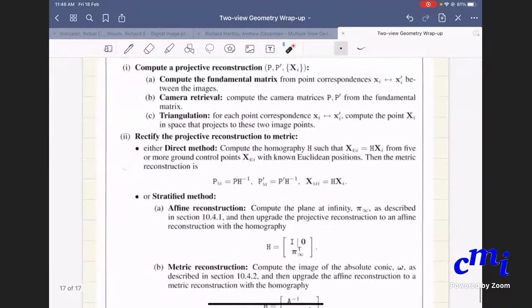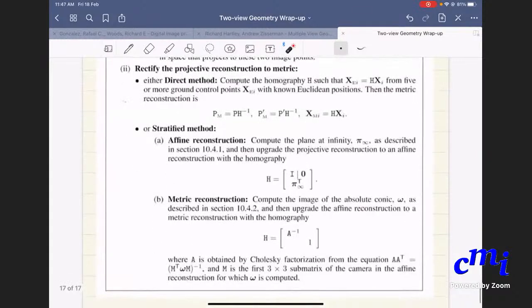So the first step is the same. You compute the fundamental matrix, retrieve the camera matrices, and do the naive triangulation for each set of point correspondences to compute these points xi. But now the thing to do is to refine these points xi step by step. First you rectify the projective reconstruction, which means you try to get rid of the projective ambiguity.